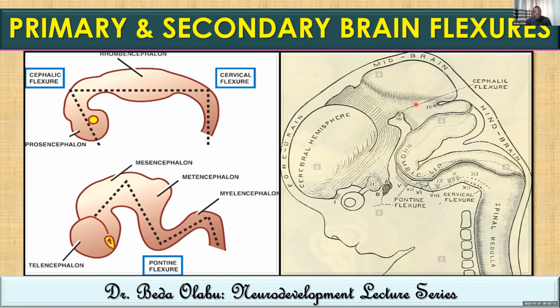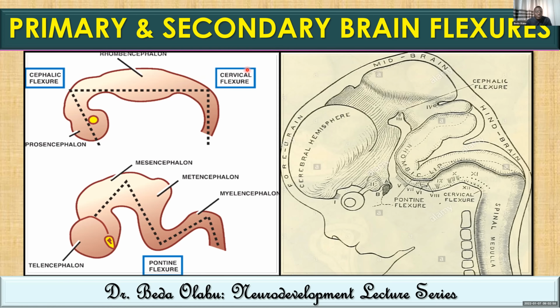As the brain vesicles form, there are some bends that also occur on the brain, and these bends are called the brain flexures. We have primary and secondary brain flexures. A primary brain flexure is an anterior or a ventral flexion, ventroflexion. So the neurotube bends ventrally, and a secondary brain flexure is a dorsal flexion. So the neurotube flexes on the dorsal side.